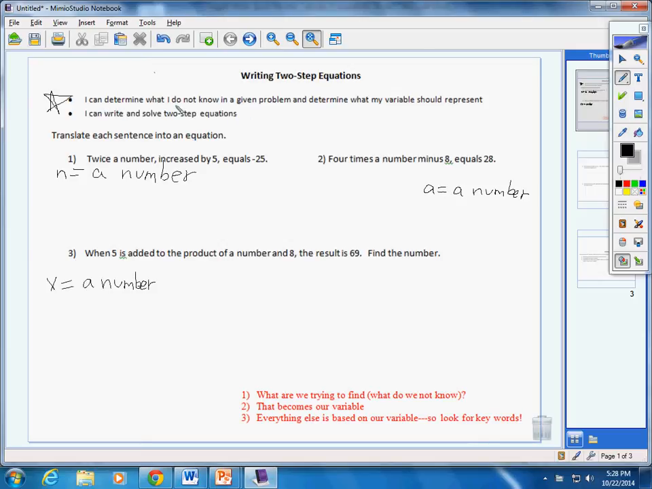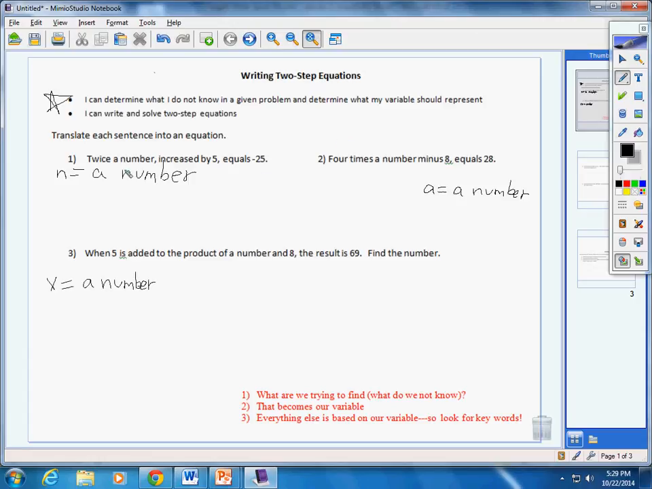I can determine what I do not know in a given problem and determine what the variable should represent. That is the toughest part about today's lesson. So let's start simple. Let's start very simple. Translate each sentence into an equation. We already talked about solving two-step equations. Today we're going to talk about writing them, actually creating them. Sometimes that can be somewhat difficult, but once you get it on paper, usually it's not too difficult to solve.